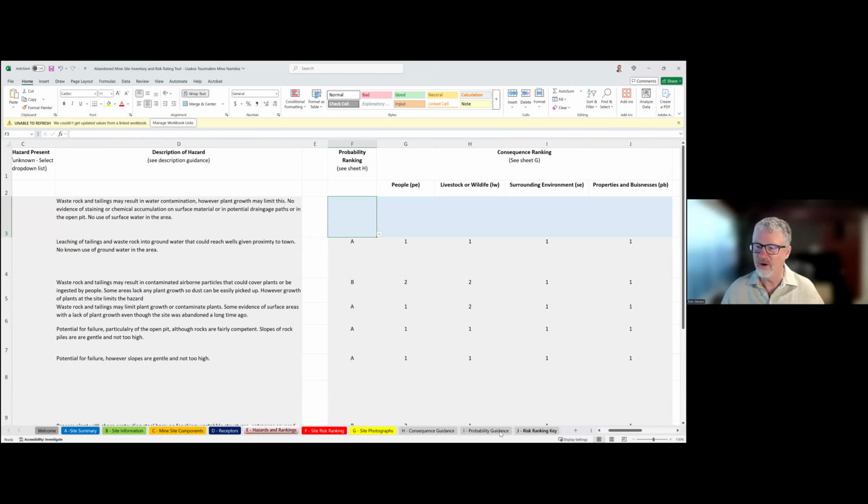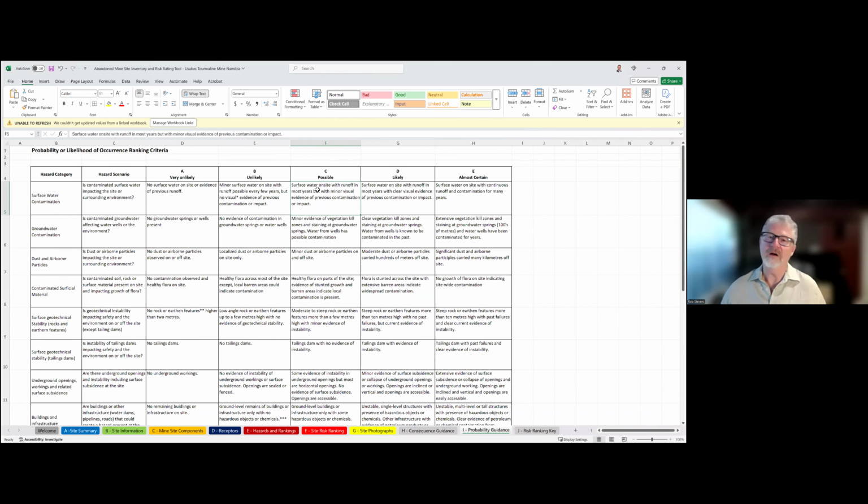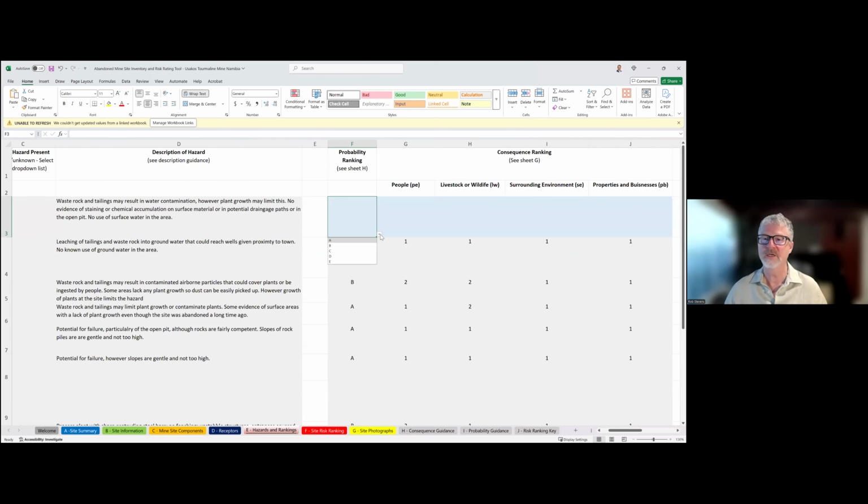All right, so I'm going to go back to here, and I'm going to suggest it's possible. Surface water on site with runoff in most years, but minor visual evidence of contamination. Okay, maybe I'm pushing that because I said there was no visual evidence of contamination. So minor surface water on site with runoff possible every few years, but no visual evidence of previous contamination or impact. So probably B seems like the better choice. So I would choose B there.